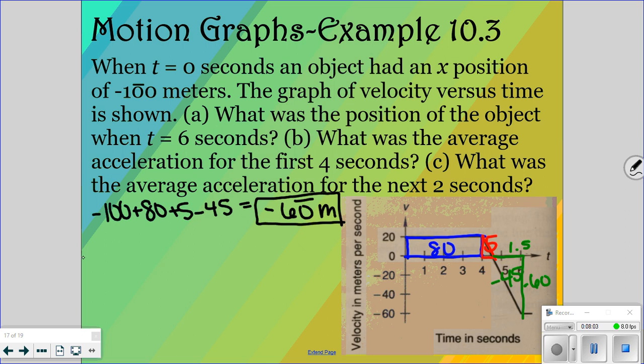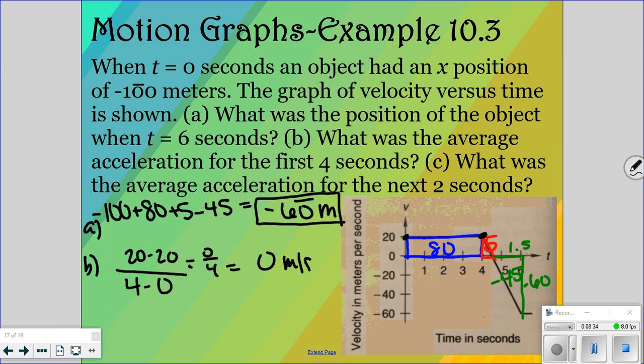Now it says, what is the average acceleration? So that was A. For B, you're going to do for the first 4 seconds. So 4 minus 0. Now at 4, we were at 20, and at 0, we were at 20. So we're going to do 20 minus 20, which is 0 over 4, which is just 0. So 0 meters per second squared. And you can't really do sig figs on 0 because you just can't. So if your answer is 0, don't worry about trying to do your sig figs. Okay?